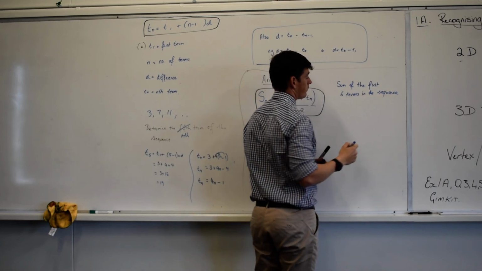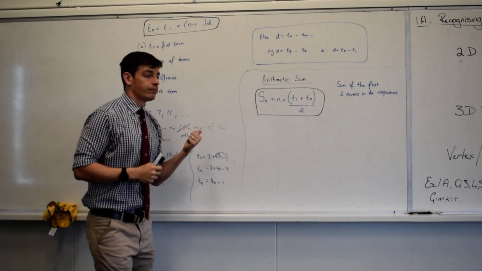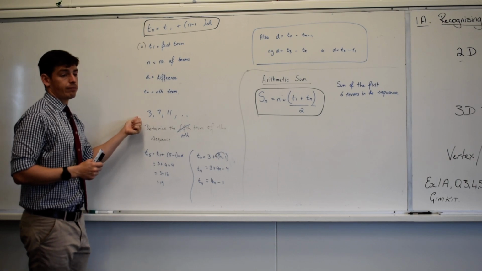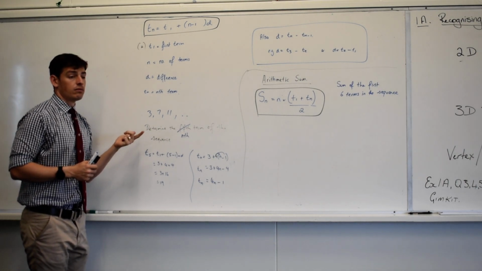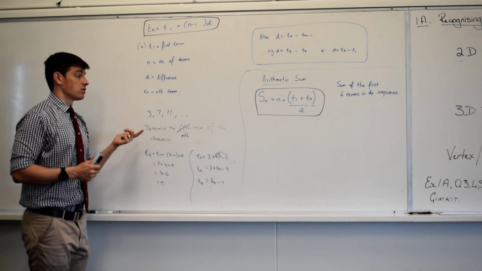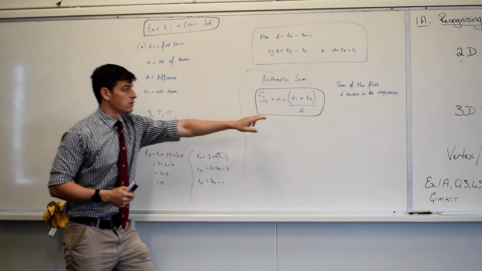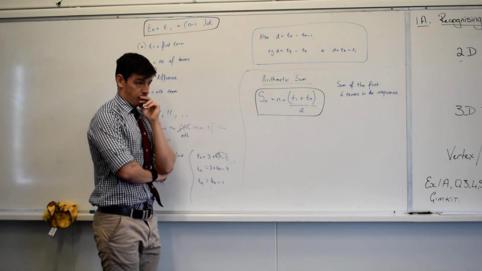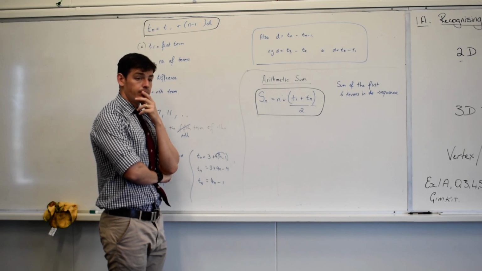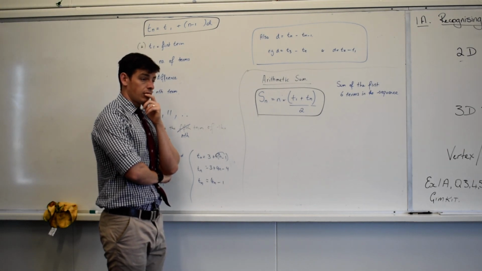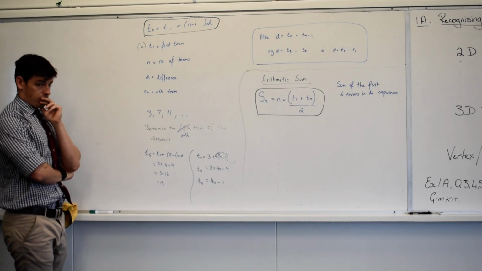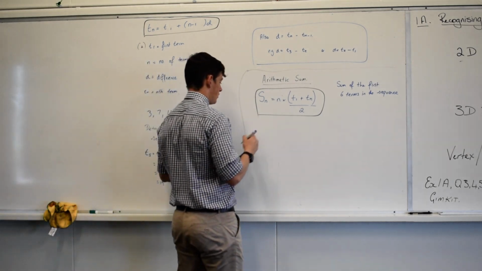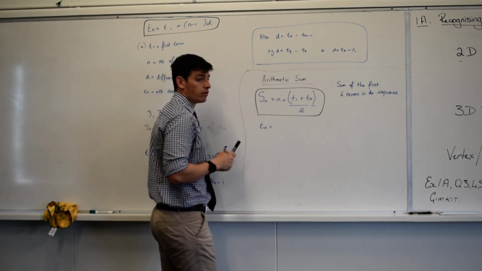Have a go. Do we know T1 from this sequence here? Do we know n? What's n? 6. We've got the first 6 terms, so n is 6, correct? What don't we know? Tn. Can I find Tn? So step 1, before we do anything else, tell me what Tn equals.